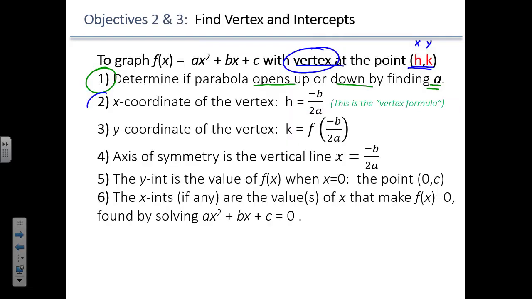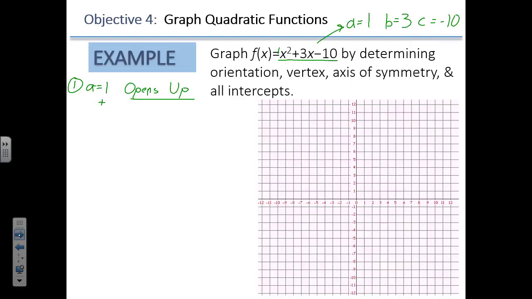Now we'll figure out where this parabola is located. Step 2, we want to find the x-coordinate of the vertex. Here again, the x-coordinate is called h. This is a place where we're going to use what's called the vertex formula. The vertex formula says that h, that x-coordinate, is found by taking negative b and dividing it by 2 times our a value. So let's do that. h is equal to negative b over 2 times our a value.